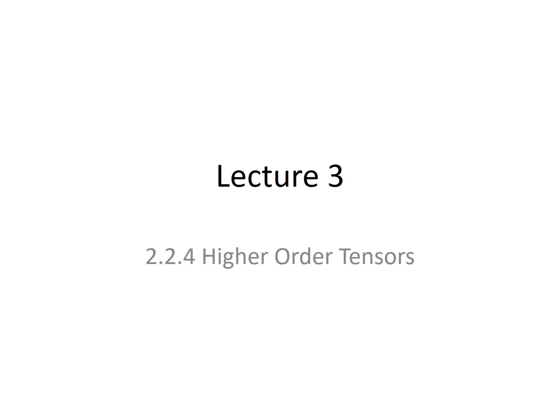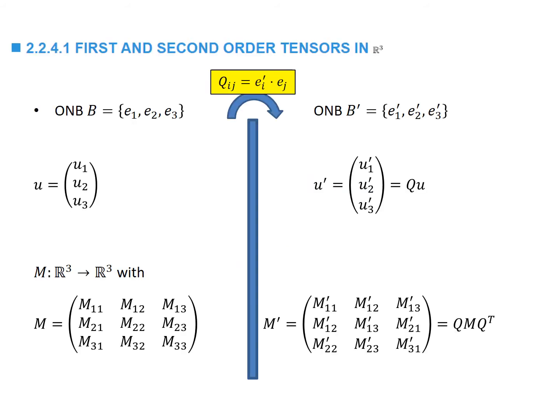In this lecture, we're going to present a simplified overview of tensors and their order. Let's consider R3 and let's equip it with an orthonormal basis set with vectors E1, E2, and E3. A vector U can be represented in component form as having three components U1, U2, and U3 under this orthonormal basis set.